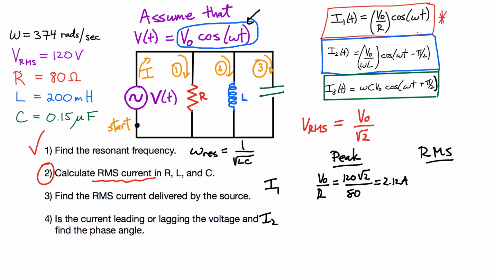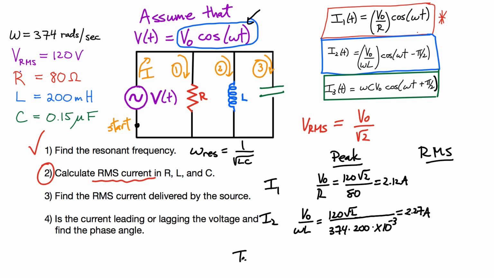How about for the current I2? Again, the cos function only varies between 1 and minus 1, so the peak is just everything in the front. For this inductor, we have V0 divided by omega L. Again, we have 120 root 2, and now 374, that's what I gave you for this angular frequency, multiplied by the inductor, which is 200 multiplied by 10 to the negative 3 for my milli. So this current that I got was 2.27 amps, if I did things correctly.